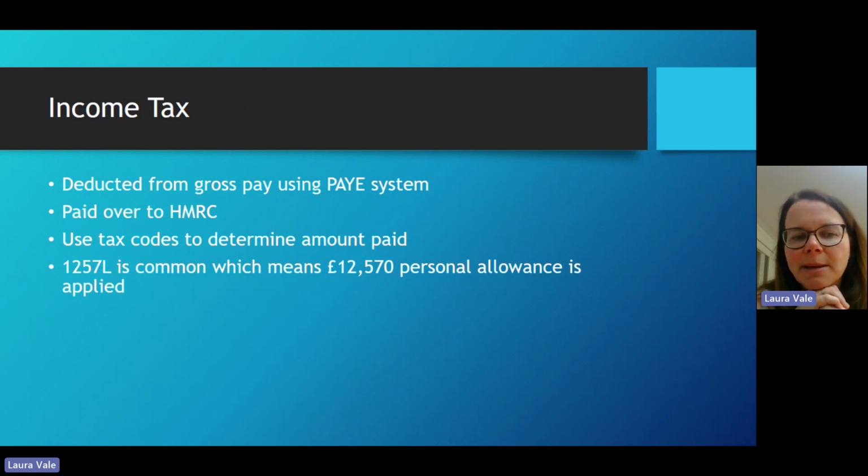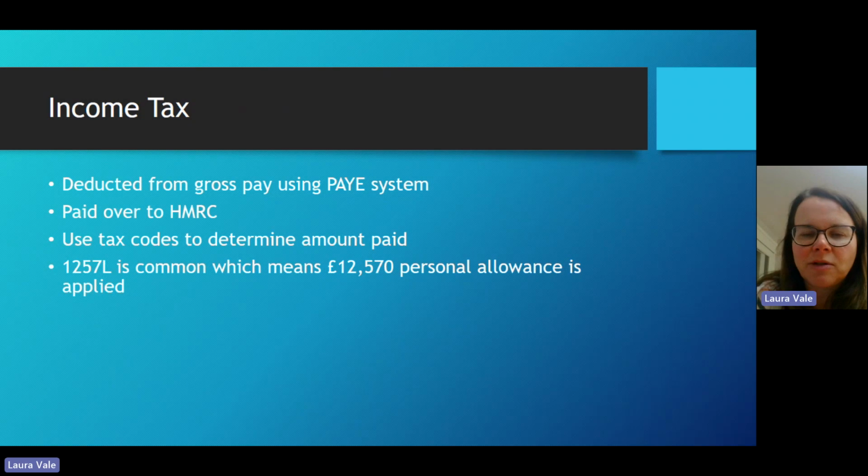And you might be thinking, well, how does the employer know how much to take from me? Well, they will be given a tax code by HMRC for each employee, and that will determine how much tax has to be deducted and paid. So a common one at the moment is 1257L, which simply means that that person gets £12,570 of personal allowance, which basically means that the first £12,570 of their gross pay is not subject to tax.